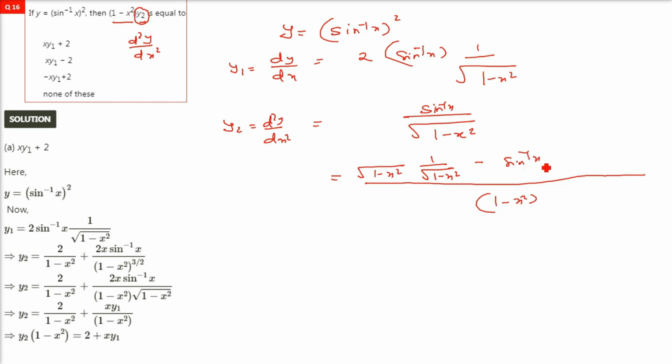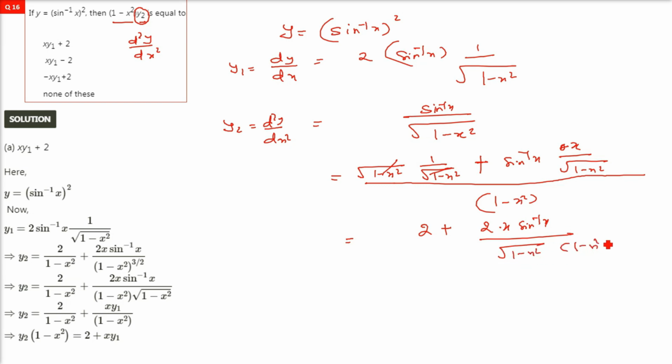Since 1 by under root 1 minus x square has been discussed and done quite a lot, I'll directly write the result, negative x by under root 1 minus x square. This negative will become plus. So sine inverse x by under root 1 minus x square into x. This gets cancelled: 1 by under root 1 minus x square gets cancelled with under root 1 minus x square. Only 2 will remain because 2 was already outside and I have multiplied this inside. And this under root 1 minus x square is there, 1 minus x square is also there.